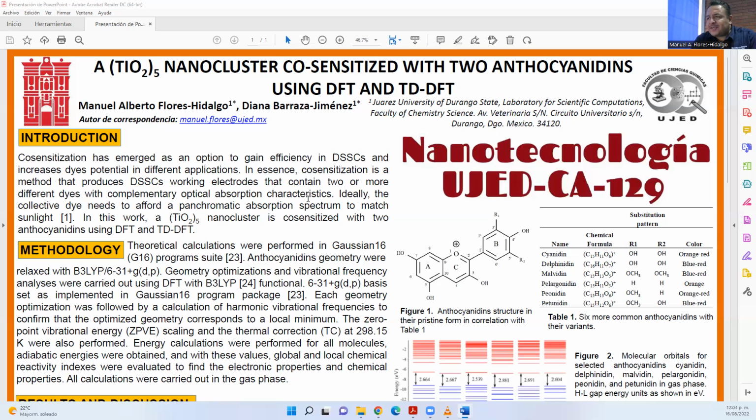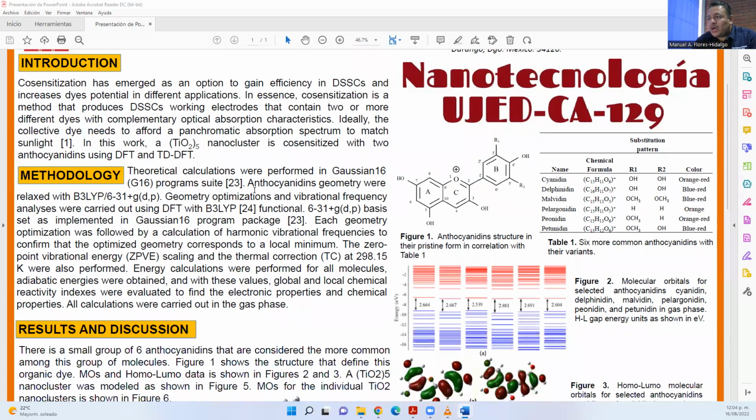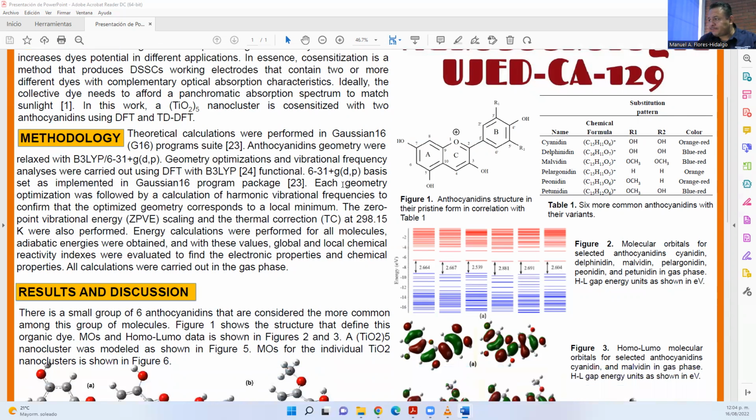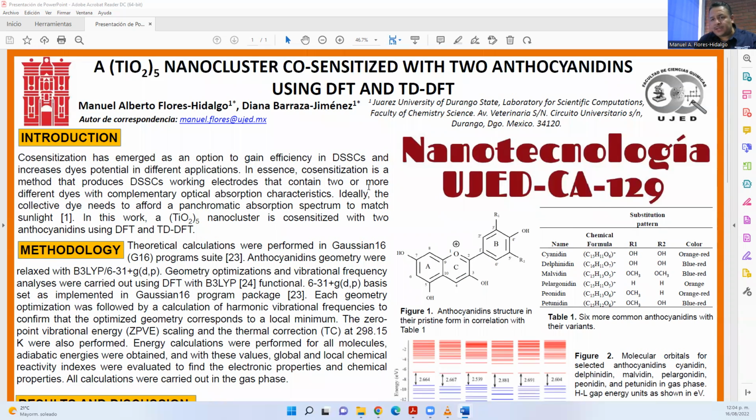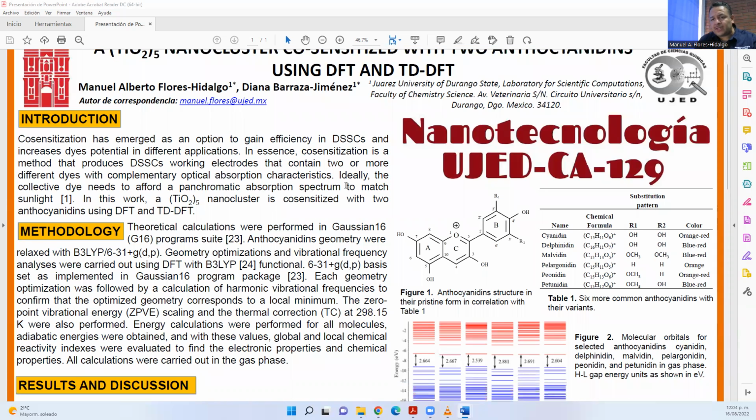The title of the poster is Titanium Dioxide Nanoclusters. Well, this is a single nanocluster co-sensitized with two anthocyanidins using DFT and TD-DFT. So this is a theoretical work using the program Gaussian version 16. For the sake of time, I will be going through the poster, focusing on the images to explain as fast as we can and as better as we can the content.